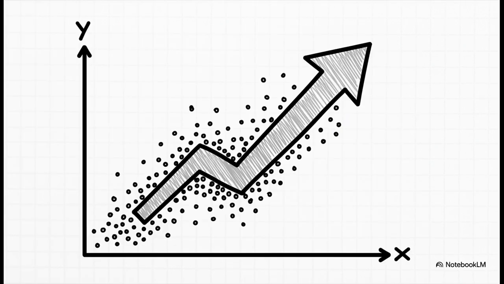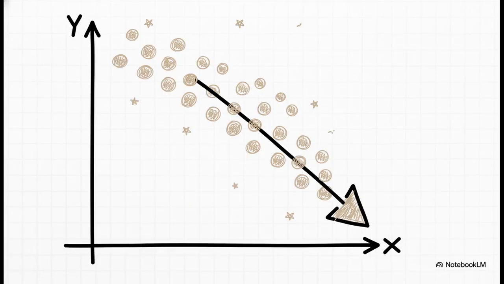If the dots on your scatter plot seem to form a line that goes up from left to right, you've got a positive correlation. This just means that as one variable goes up, the other one tends to go up as well. And you can probably guess, if the dots trend downwards from left to right, that's a negative correlation. As one variable increases, the other one tends to decrease.